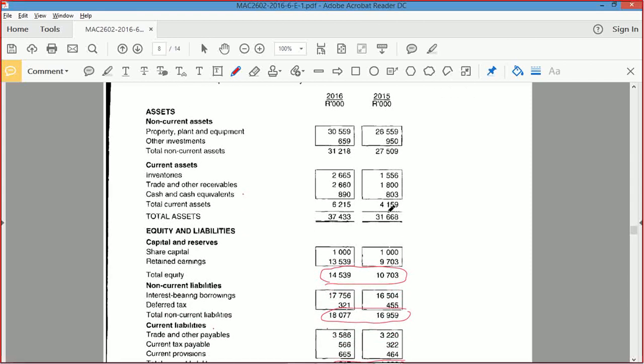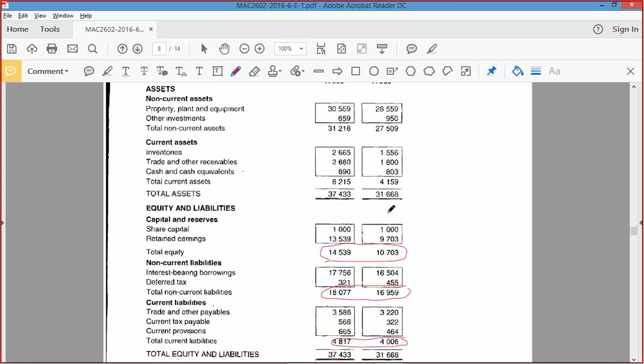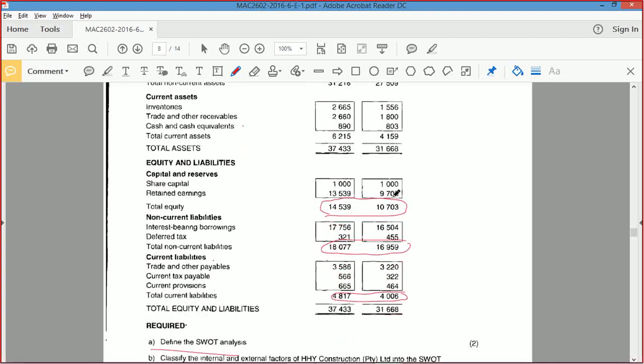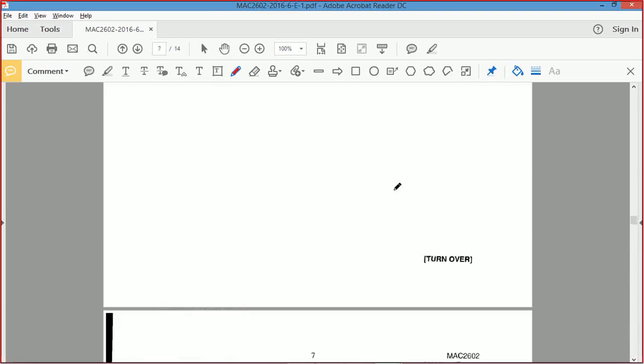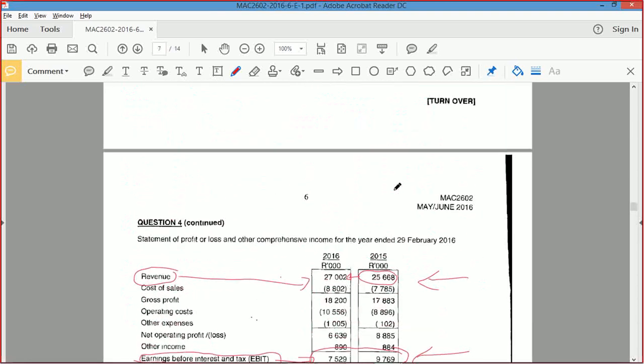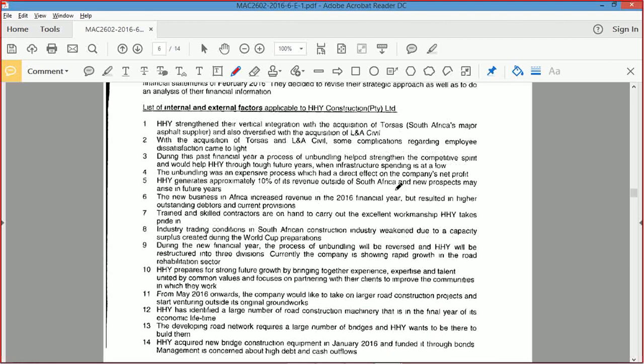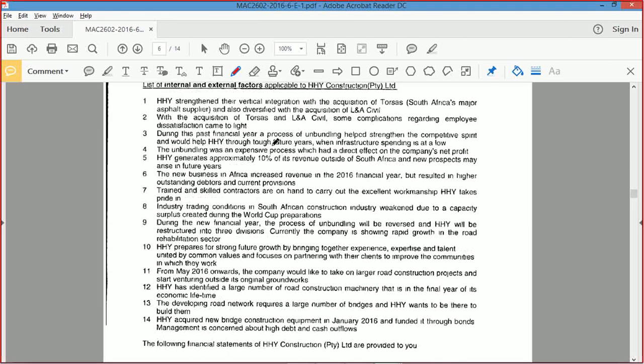The assets went up. Current assets went up. Inventory went up. Okay, maybe the unbundling is referring to the acquired company, perhaps. So the acquired company being bought out. Okay, here they're talking about the process of unbundling helped strengthen the competitive spirit. Obviously, if we're focusing on the effect, something happened, unbundling, strengthen the competitive spirit and would help HHY through tough future years.